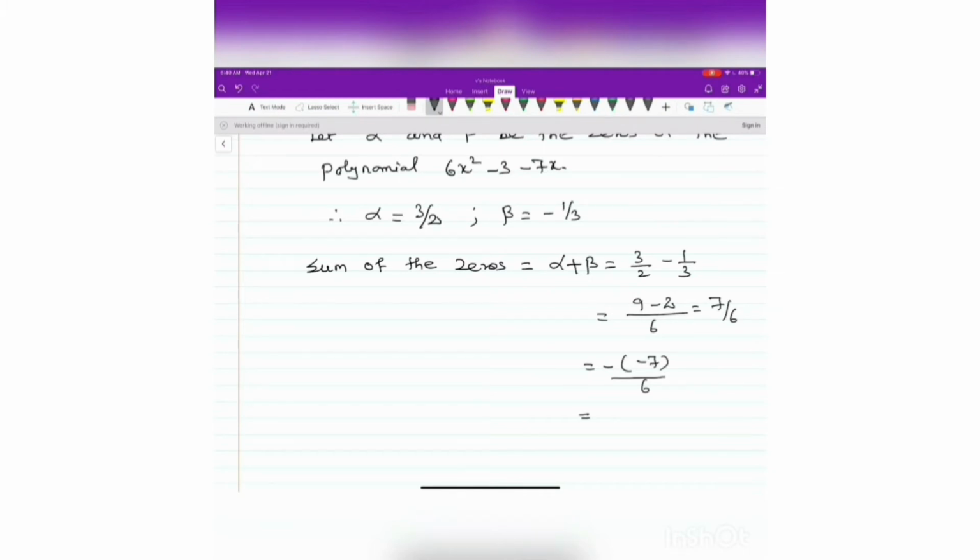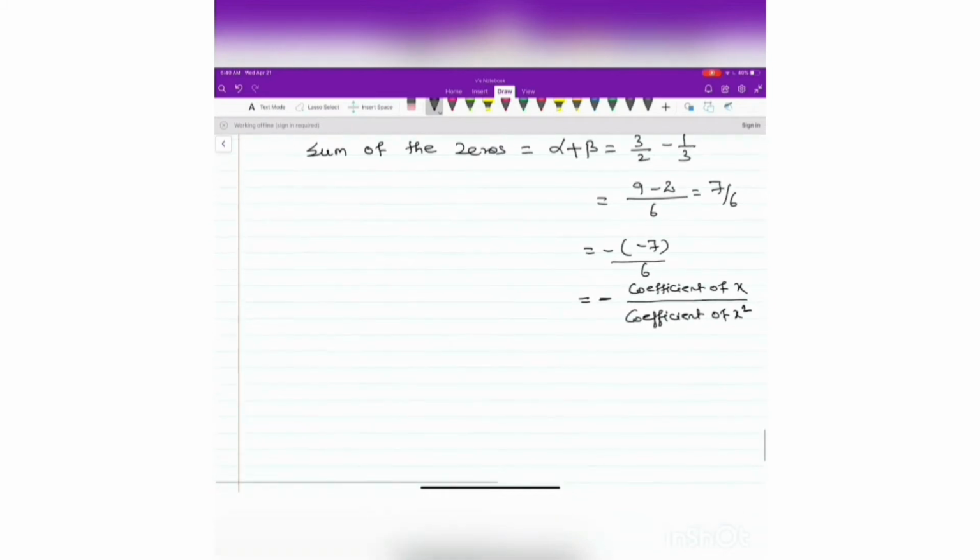Now, what is, let me write here minus first. Now, what is minus 7? If you see the given polynomial, minus 7 is the coefficient of x and 6 is the coefficient of x square. So, I can write here minus coefficient of x by coefficient of x square. This is what we learnt yesterday also.